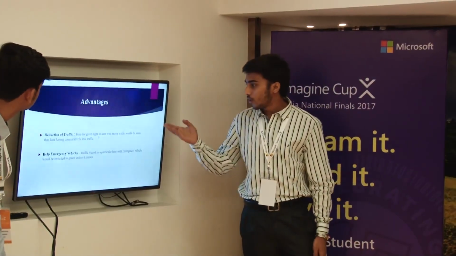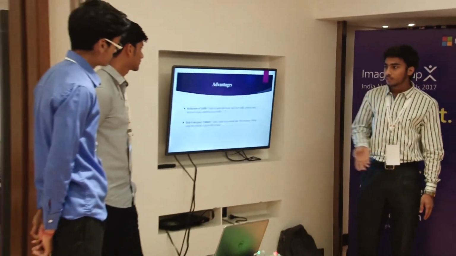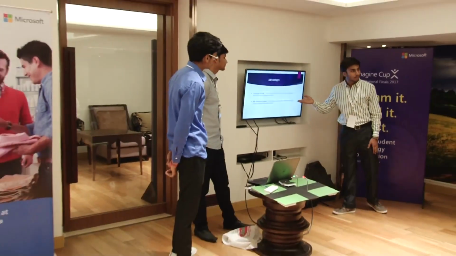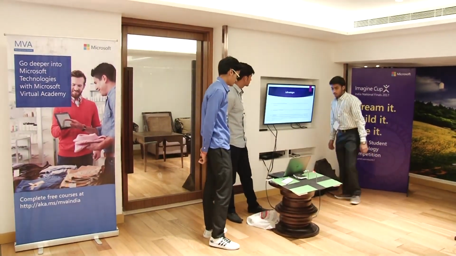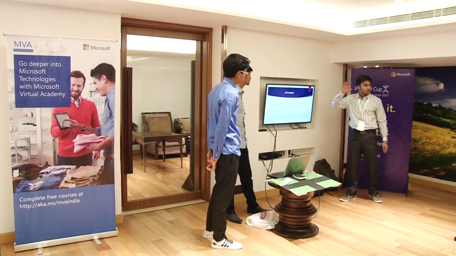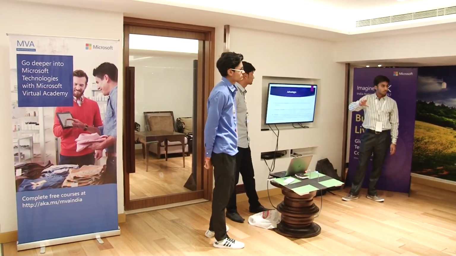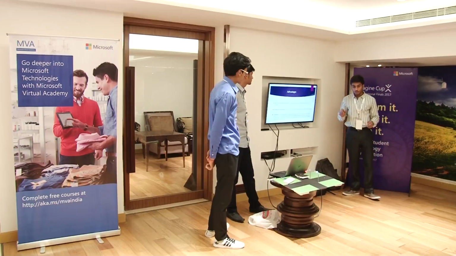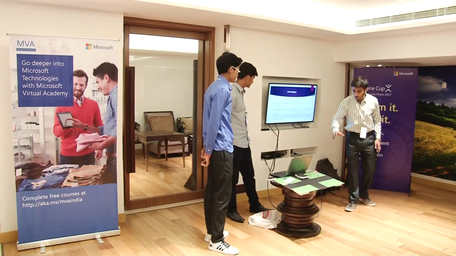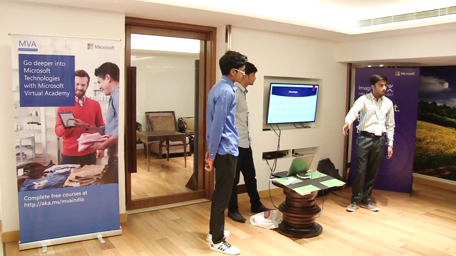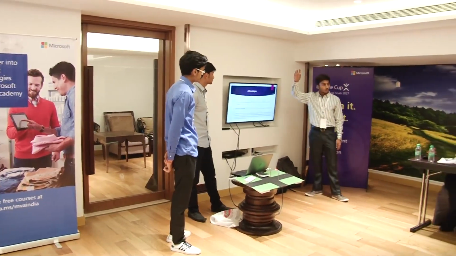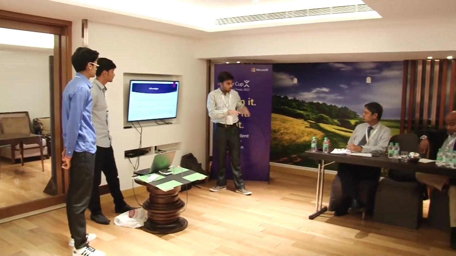There are various advantages with our idea: reduction of traffic and help for emergency vehicles. Also, real-time traffic monitoring could be done by the traffic control system. Then reduction of pollution: let's assume that there is an accident or a heavy traffic jam, then the cloud will automatically send a signal to all the users present in that lane to turn off their cars to reduce the pollution.